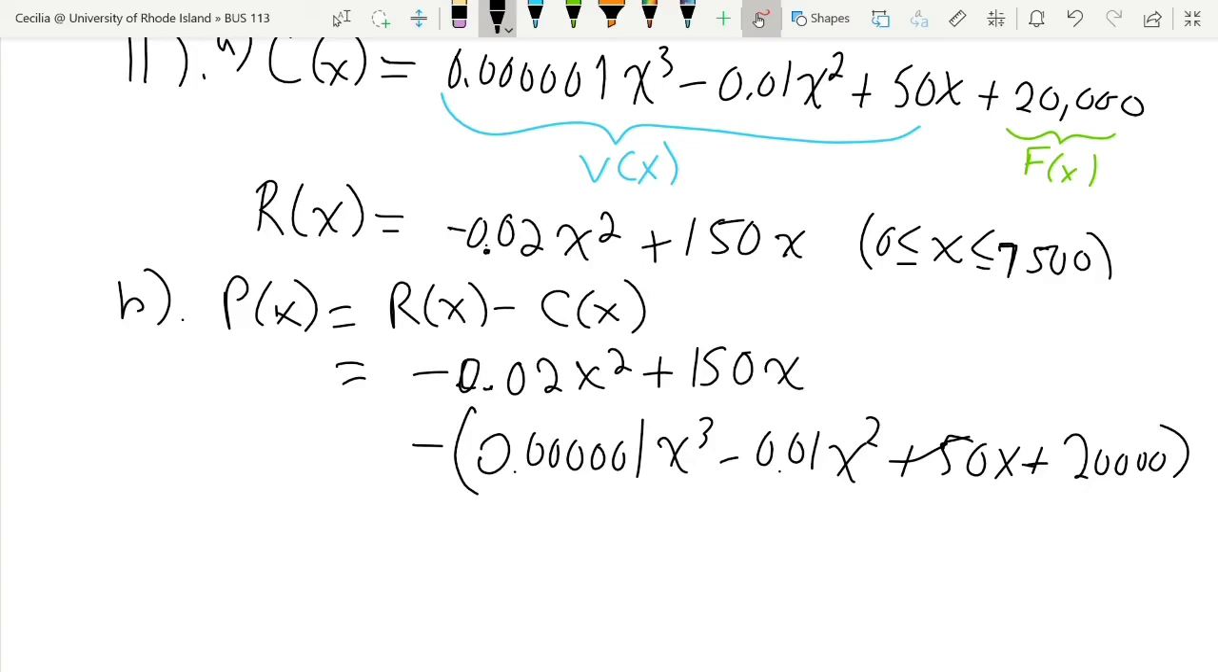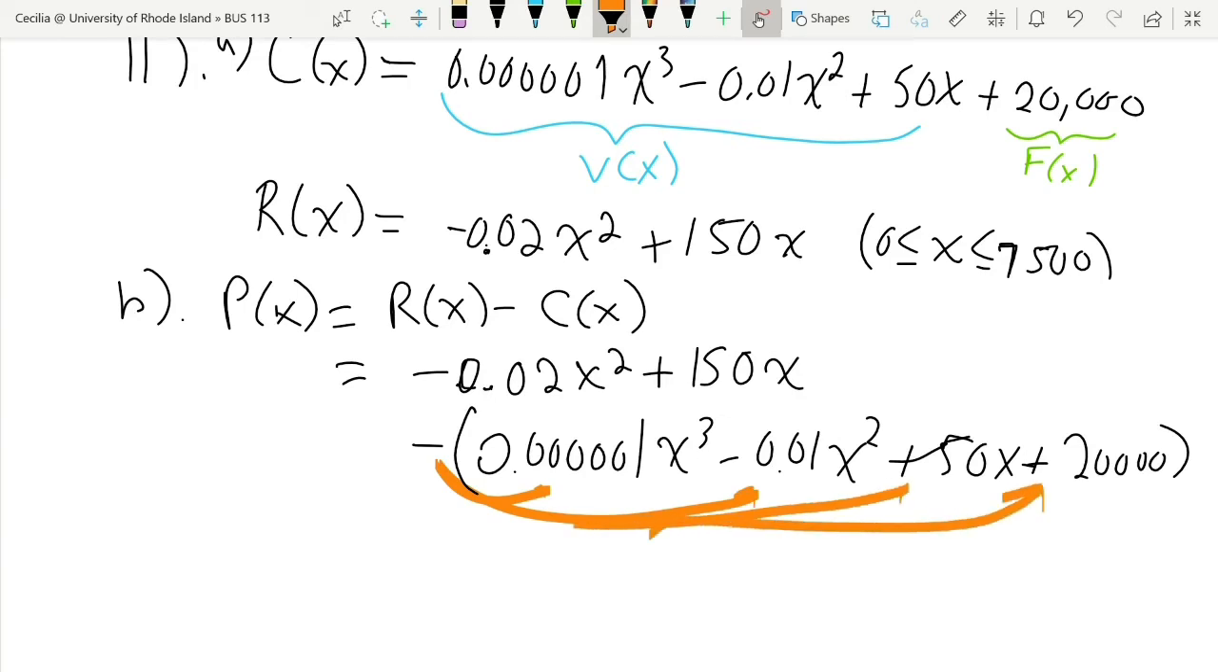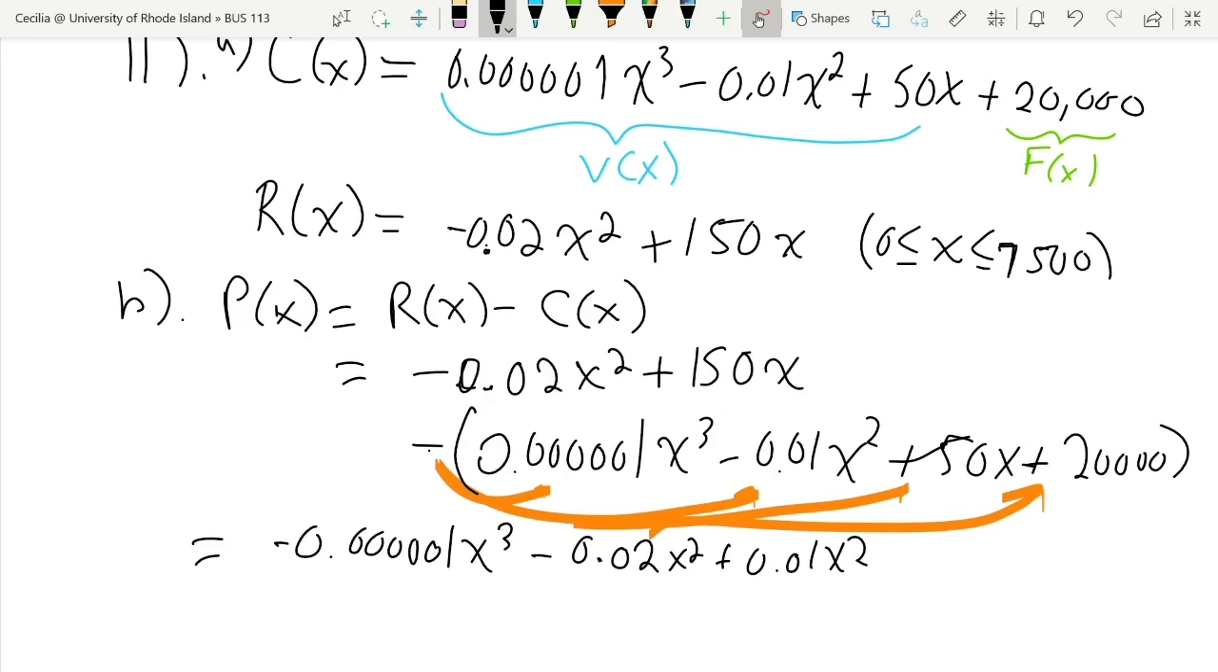Now we're going to make sure we distribute this negative to each term. We don't want to drop that negative from any of those terms. And we want to group like terms. So the first thing I'm going to see is that this negative times this first term gives me the highest power of my exponent. So I'm going to go ahead and write that as negative 0.000345 x cubed. And then I have an x squared term. So I have minus 0.02 x squared. And this negative times this negative is plus 0.01 x squared, plus 150x. And I could have written it underneath. I'm going to use this minus 50x here. And then I have a minus 20,000.